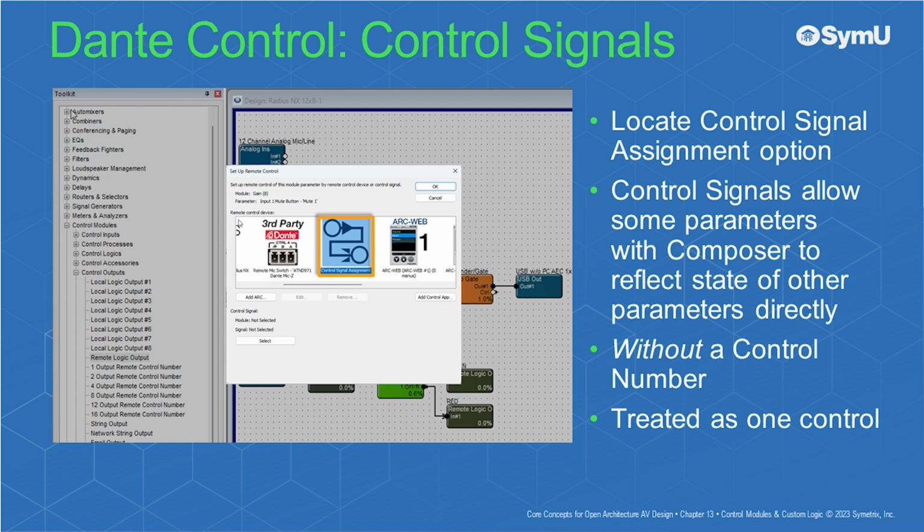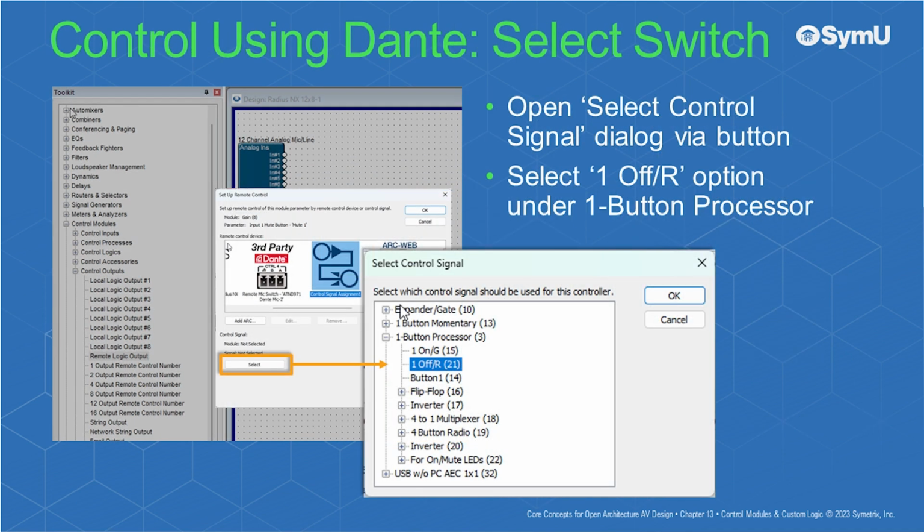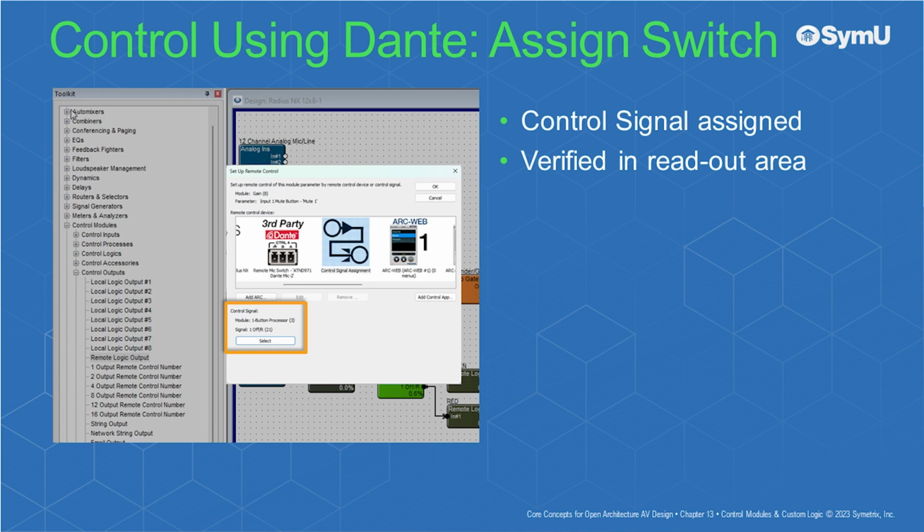Control signals allow some parameters within Composer to reflect the state of other parameters directly without a control number and are treated as one control. Open the Select Control Signal dialog via the button and select the One-Off option under the one-button processor. The control signal is now assigned and is verified in the readout area.